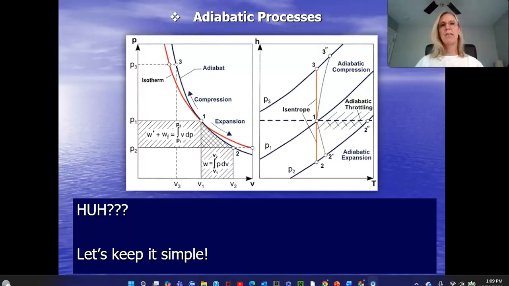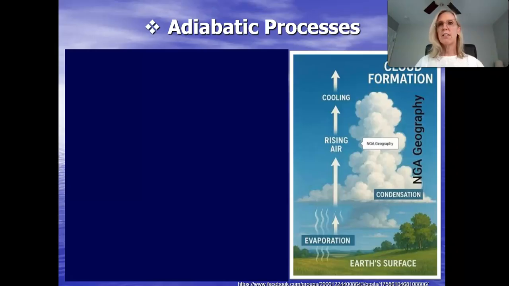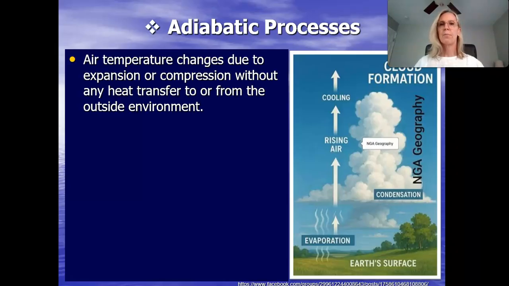I'd like to try to uncomplicate adiabatic processes, as I do find this concept to be one of the more challenging for students to understand because it's something that we can't necessarily see or feel. And contrary to the diagram that you see here, where you might think, oh no, we're going to have to do a bunch of complicated formulas, I actually do want to try to simplify this topic. So let's see if we can't work through this together.